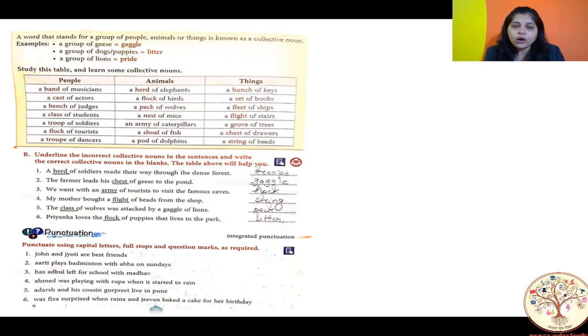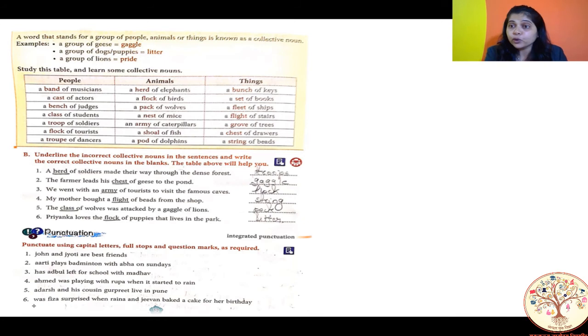Tourist flock. Okay. Next we have, my mother bought a flight of beads from the shop. Flight of beads from the shop. So what do we call beads? String. Clear? You can see it is there in your book. Okay. String of beads. Now Priyanka, the class of wolves was attacked by a gaggle of lions.